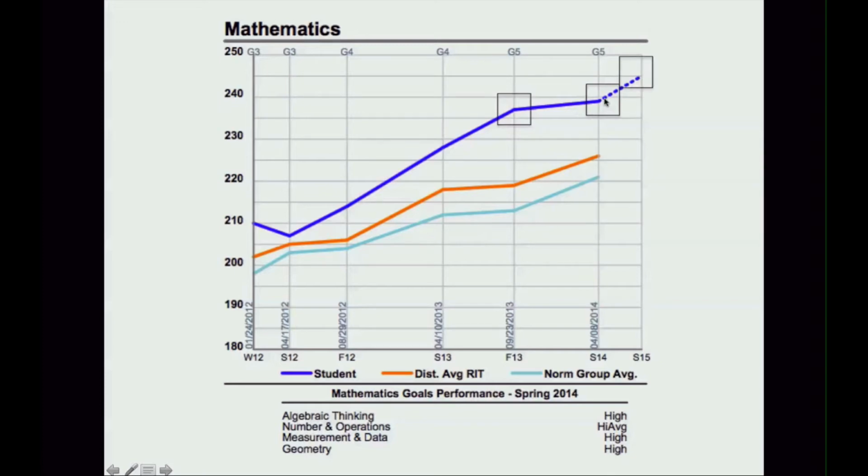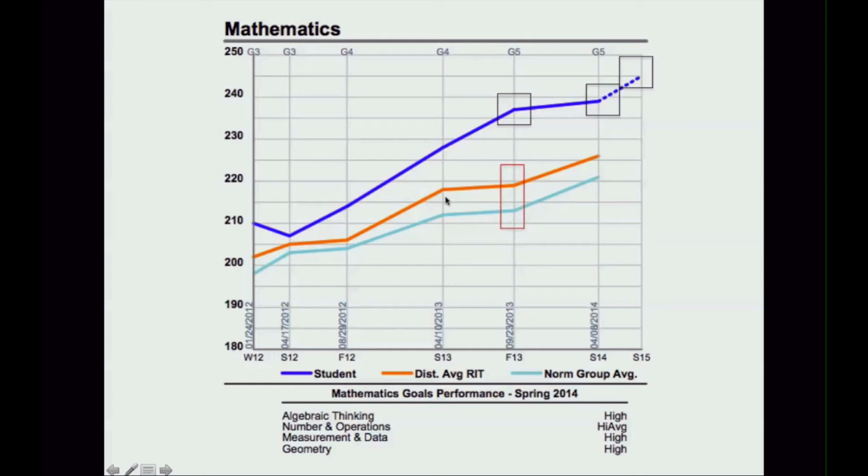The dashed line shows the NWEA projected score for this student on the mathematics assessment 1 year from now, in the spring of 2015. This is just an estimate, but is included to let you know where you can reasonably expect your child to be based on their past performance.